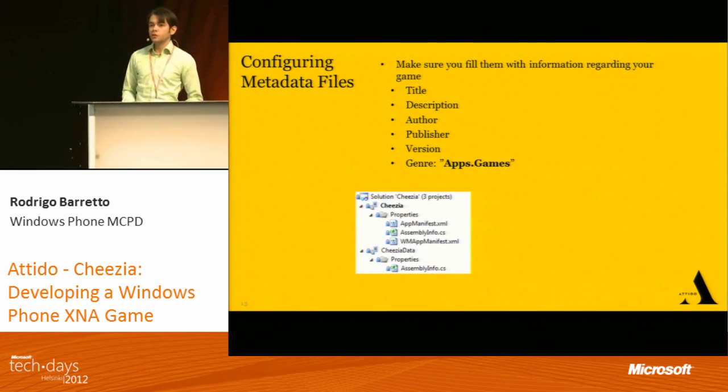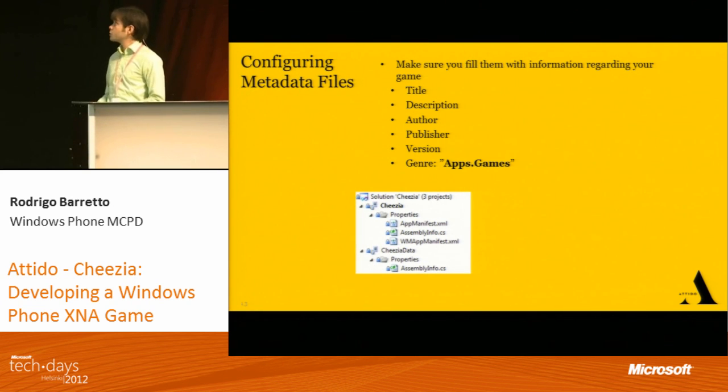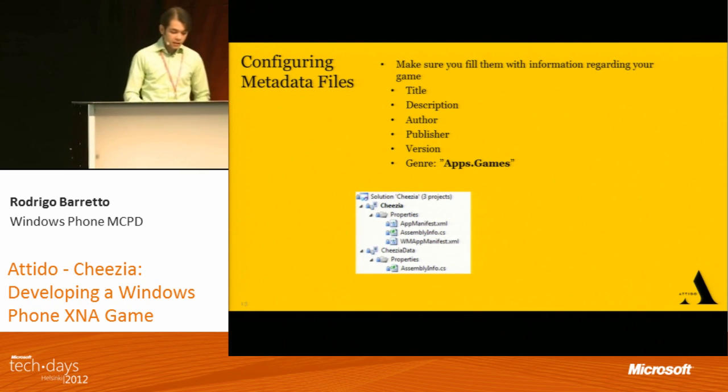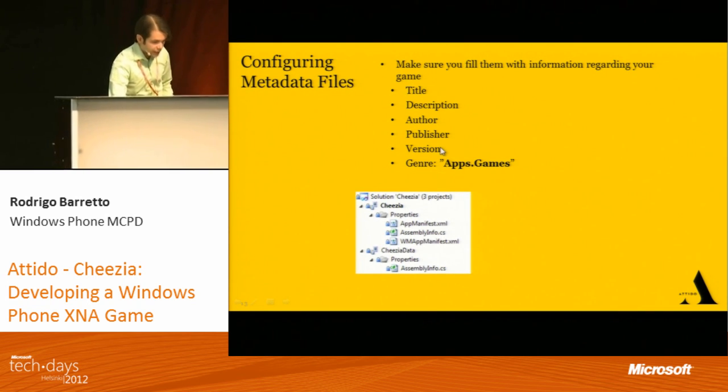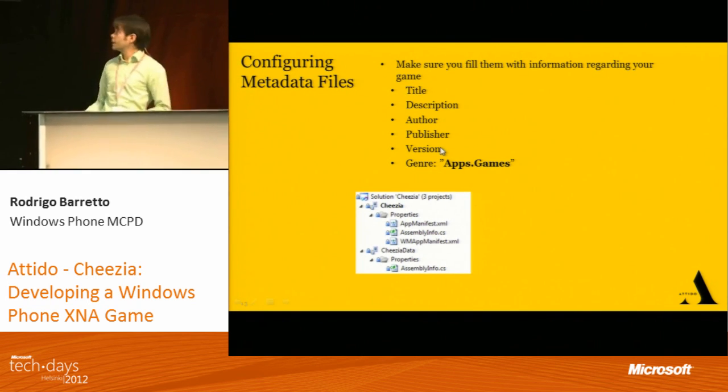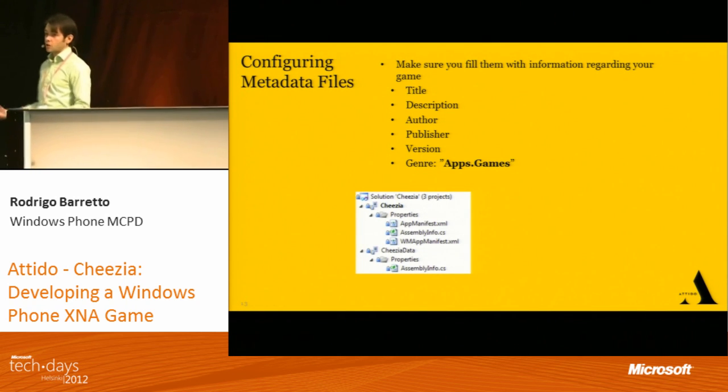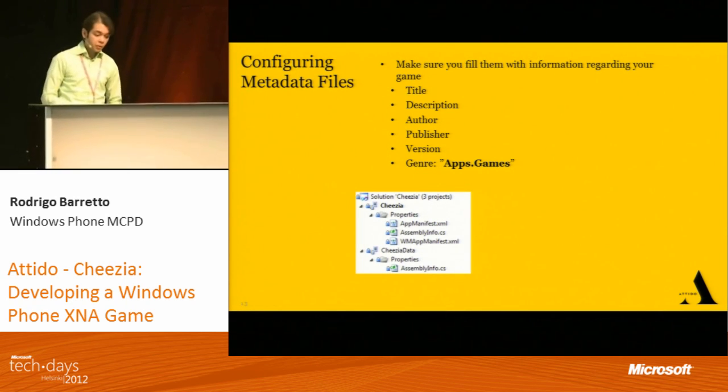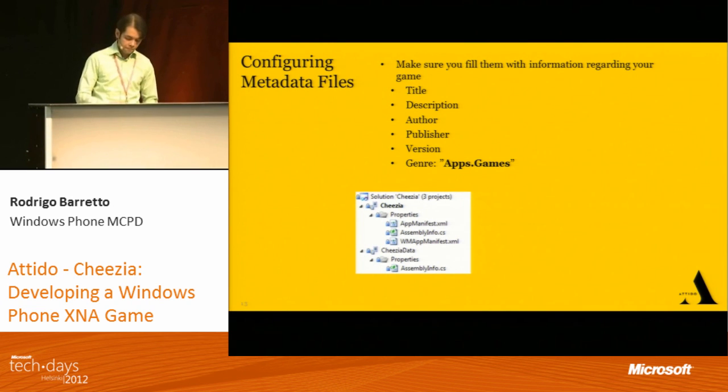Now, the last thing you need to do before submitting your game to the marketplace is configuring some metadata files, namely the app manifest and the WMApp manifest. And these are just some simple attributes that you need to fill, for example, the title, the description, the author. Something that's really important is the genre attribute, which you have to set to the apps.games value, just so that your game is going to become part of the Games Hub. Otherwise, it's going to be treated as a regular application.